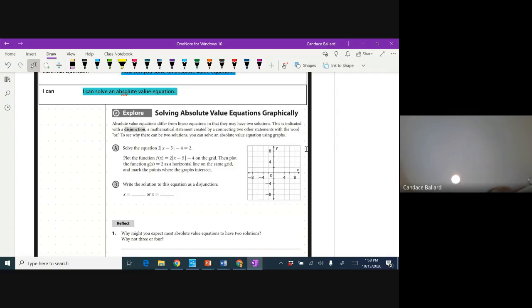So what we're going to do is graph this absolute value function, and then we're going to graph this side here. Okay, so I'm going to ask for a little bit of help here in a minute, so be ready to help me out in the chat, okay, because it's coming.